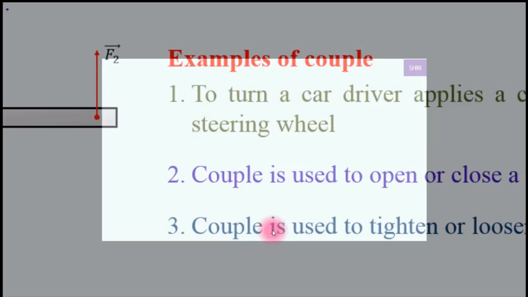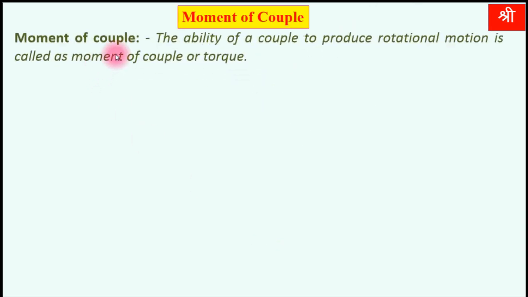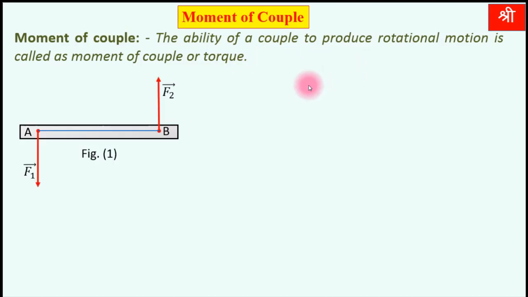Now moment of couple, the important concept. What is moment of couple? Try to understand. Moment of couple means the ability of a couple to produce rotational motion, which is also called torque. Ability of a couple to produce rotational motion.